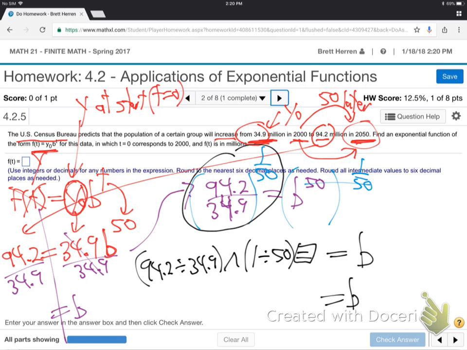So, let me do it too. To the power. I'm getting 1.02. 1.020057. You guys getting that? And how many places do they want? Round to the nearest, wait, use integers, round to 6 decimal places. Wow, they're not messing around. Oh, that's what I did, coincidentally. 6 decimal places. Are you guys getting that okay on your calculator?